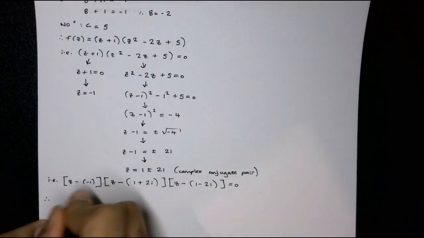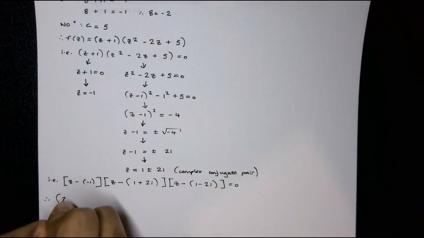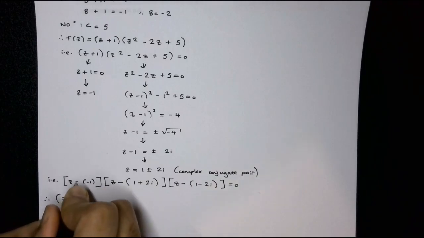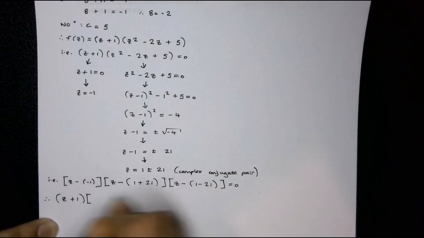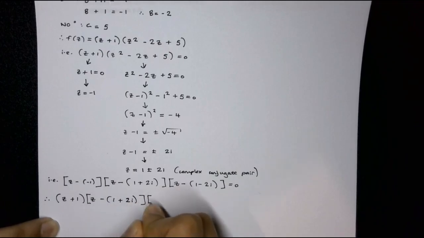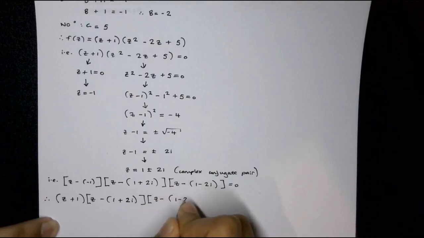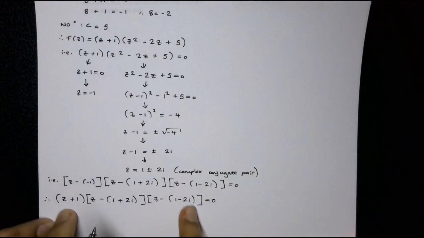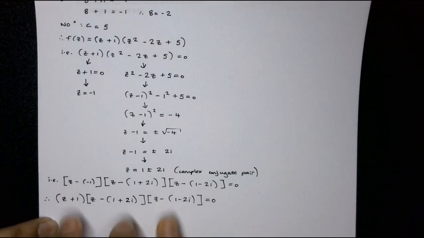So therefore, if we tidy this up a slight more, we have z plus 1 because we have minus and a minus which give a plus, and then the other two brackets remain as they are. So here we've got z minus, and then in brackets 1 plus 2i, multiplied by z minus 1 minus 2i, and all of this is equal to 0. So this over here is our cubic equation, which we have just factorized as the product of three linear brackets. The reason we have three linear brackets is because a cubic has three roots.